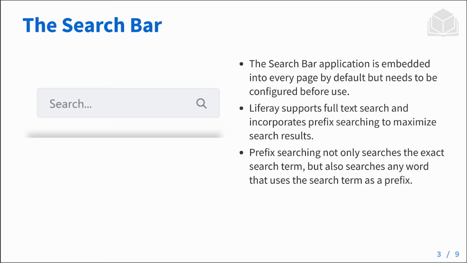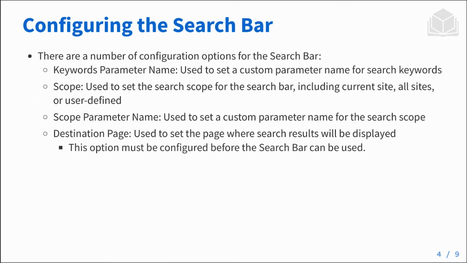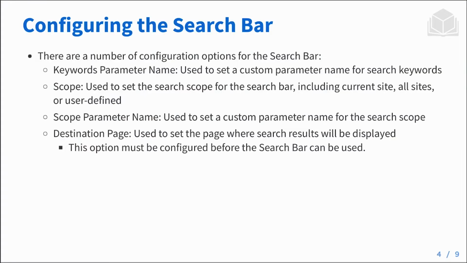So let's start with the search bar. The search bar allows us to do full text search, and there's also prefix searching to maximize the search results overall. There are a number of configuration options for the search bar, including the following. We have the keywords parameter name, which gives us the ability to set a custom parameter for search keywords. We have scope, which is where we're actually searching from on the platform. Is it this site? Is it all sites, etc.? We have the scope parameter name. Again, this gives us a custom parameter for the search scope.